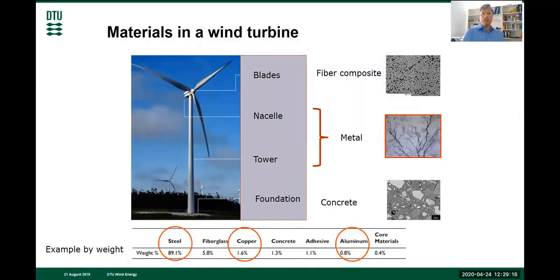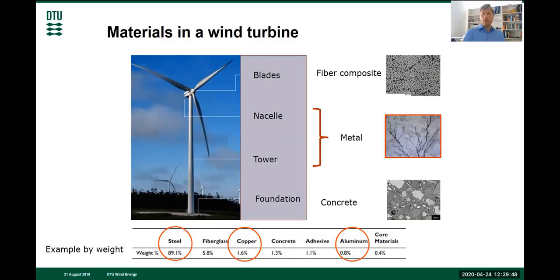It is interesting to see how many different materials we can find in a modern wind turbine. We have the fiber composites making the blades, but we have a lot of metals comprising the support structure of the turbine and also all the parts you can find in a nacelle, such as bearings, gearboxes, and so on. And we also have some concrete, which is mainly distributed in the foundation of a wind turbine.